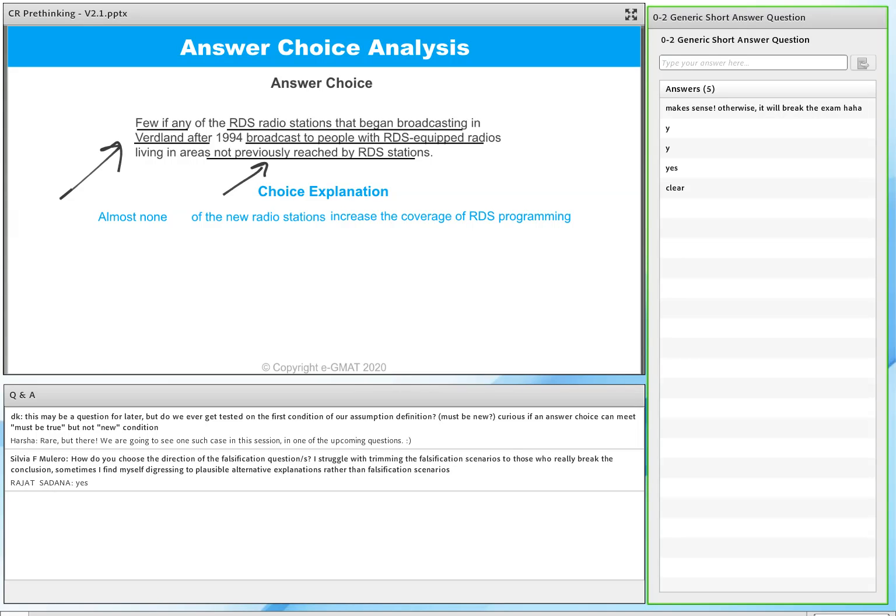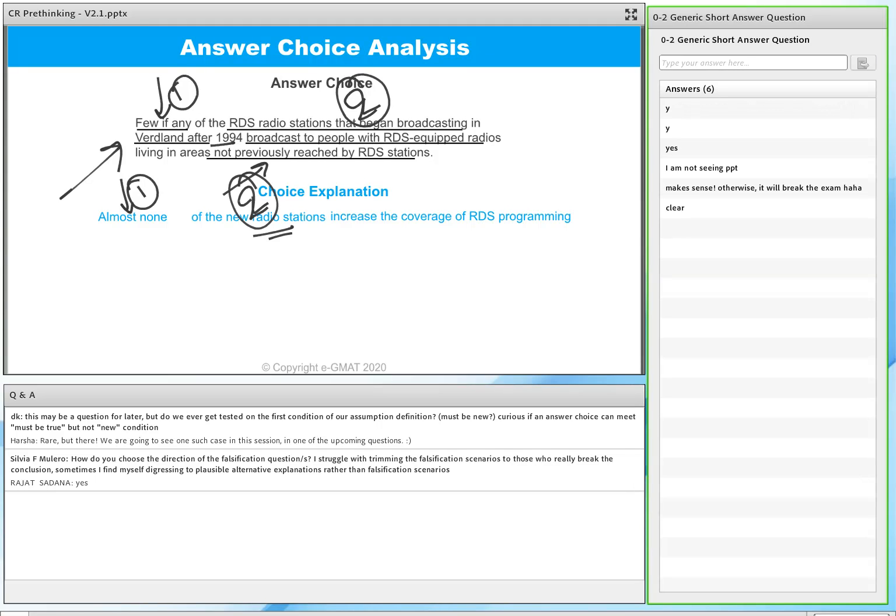Or in simple words, what they're saying is the new radio stations are not increasing the coverage. In a simple literal one-to-one translation, few if any means almost none. So this is 1 and this is 1 over here. Of the RDS radio stations that began broadcasting after 94, that's 2. Which are the stations that began broadcasting after 94? These are the new radio stations. Broadcast to people with RDS equipped radios living in areas not previously reached, that's 3, and increasing the coverage, that is 3 over here.